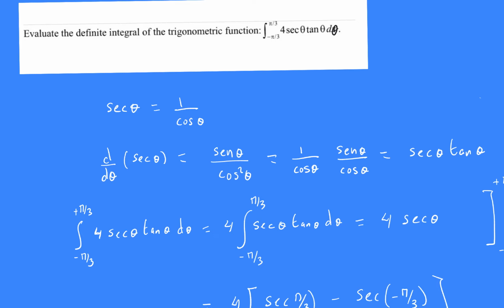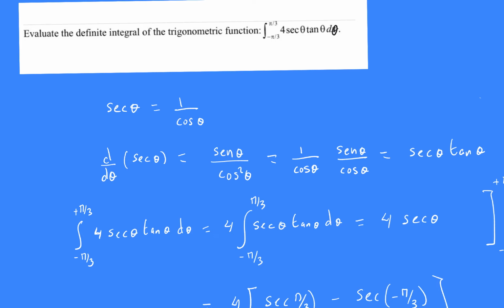It's find the antiderivative of 4 secant theta tangent theta d theta. Find and apply the first fundamental theorem of calculus to find the value of this integral. So secant theta is 1 divided by cosine of theta. So secant theta is the reciprocal of cosine of theta. And the derivative of secant theta is the derivative of 1 divided by cosine of theta.